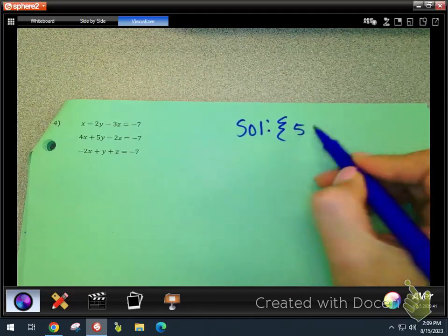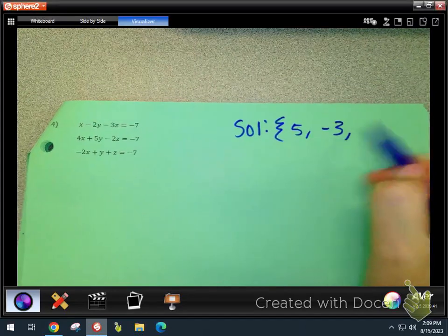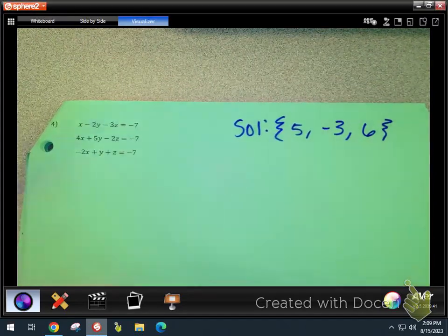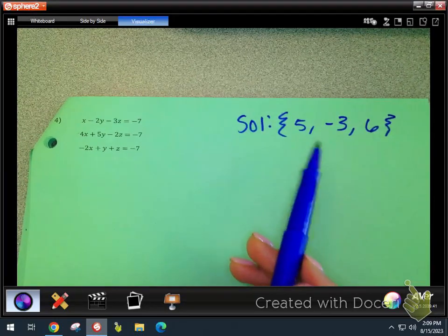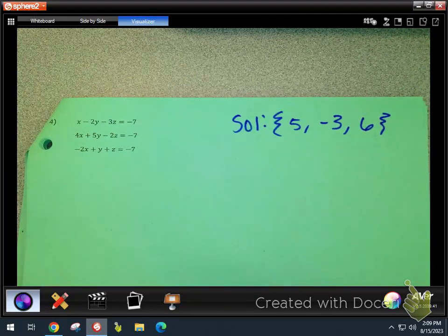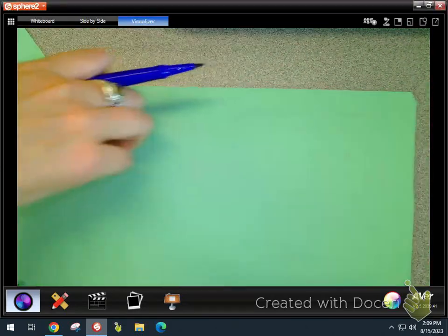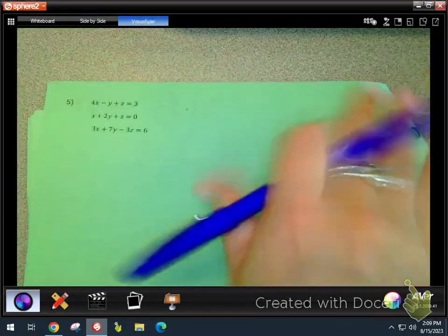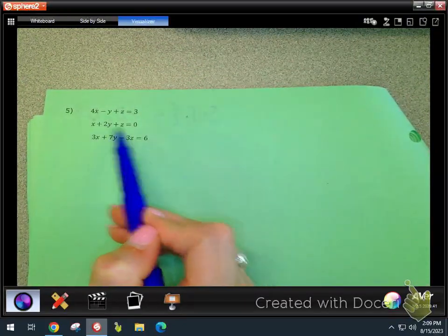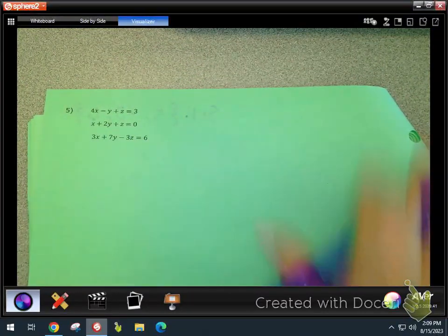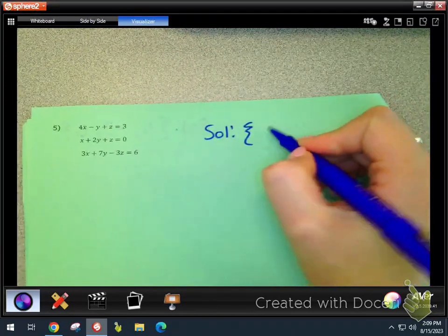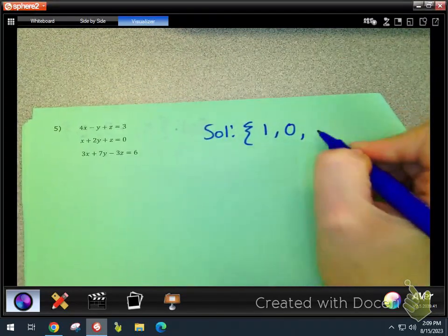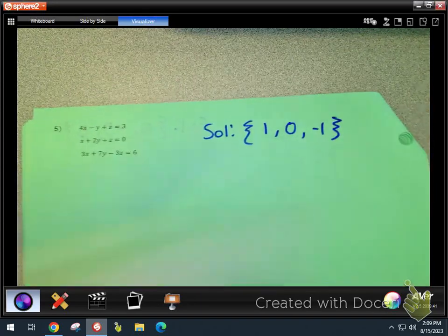Okay? 5, -3, 6. So if you get your first variable and it does not match up with this, go back. Try again. Okay? That's problem 4. Problem 5, I'm pretty sure these are the same. I just want to make sure so I don't tell you wrong because that would cause panic. X plus Y plus Z, 3, 7, 10. Okay, this one. Ooh, I like this one. The solution here: 1, 0, -1.